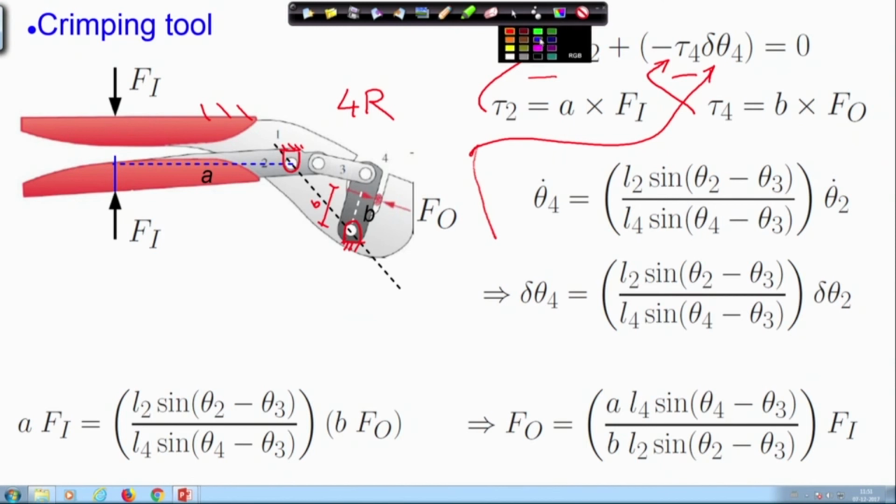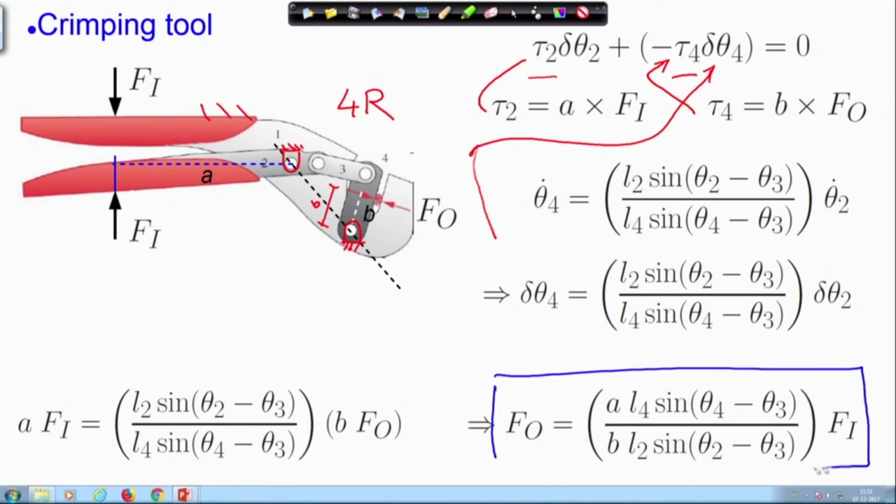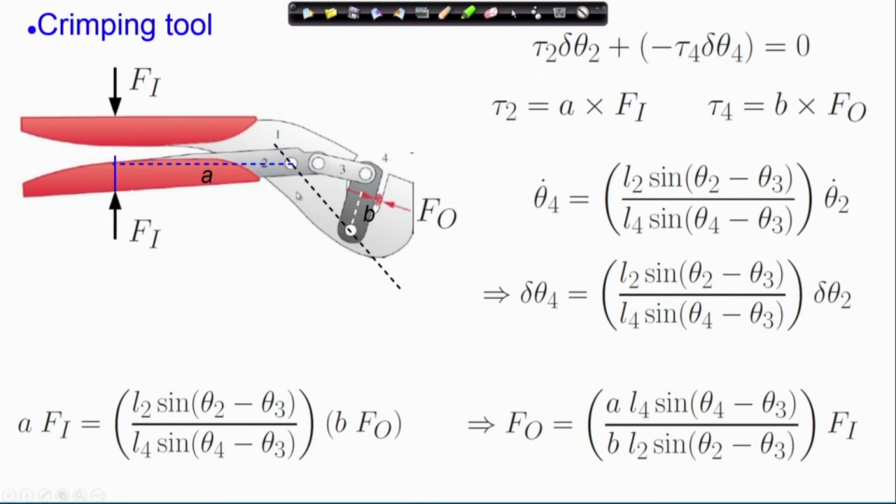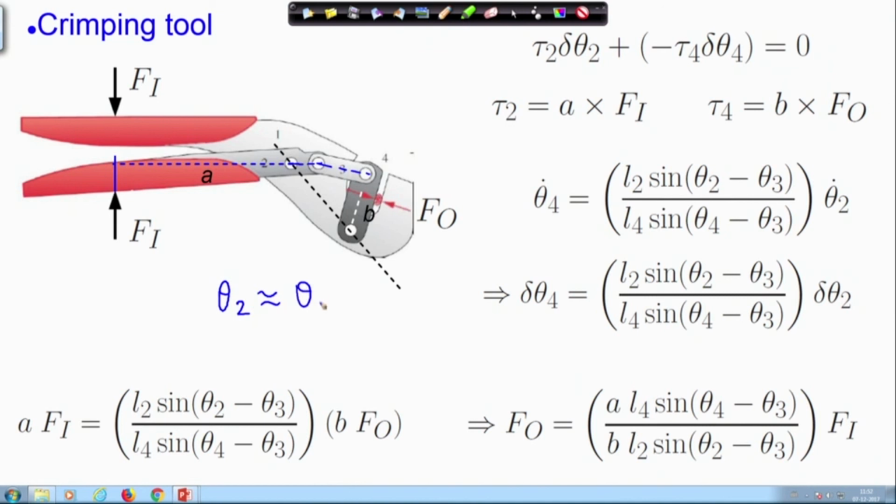Now, here we need to look at these angles. So, this is the force relation for us, input output force relation. Fi is the force at the input, Fo is the force of crimping. As you can see, this angle is theta 2, and the angle made by this link 3 is theta 3. When theta 2 is roughly equal to theta 3, as is shown here, link 2 and link 3 are almost collinear, which means that theta 2 must be almost equal to theta 3.